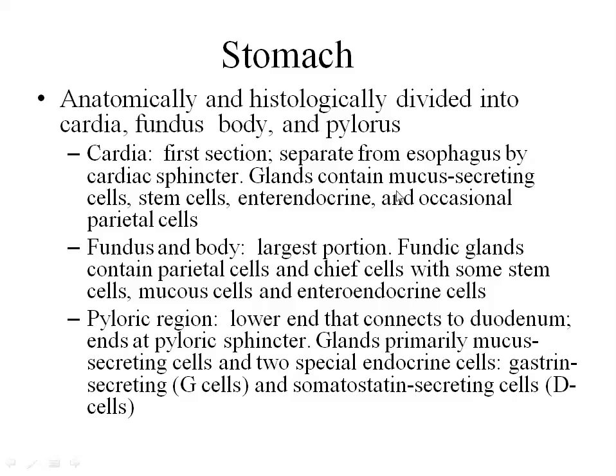Then glands contain mucus secreting cells, stem cells, enteroendocrine cells, and occasional parietal cells, found in this cardiac portion of the stomach. We'll see what parietal cells are, what stem cells are, and the mucus secreting and enteroendocrine cells later on, but just to make notes, you can write the cardiac portion, in which we have to search for all these different types of cells.